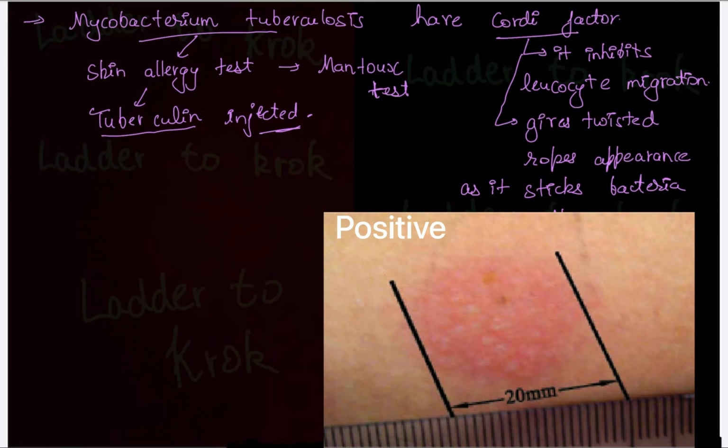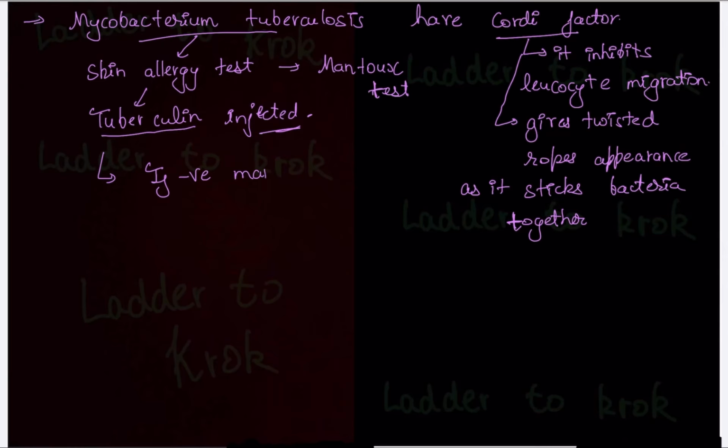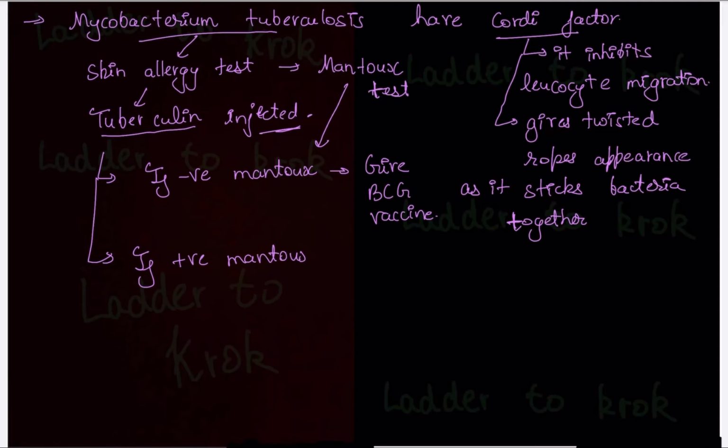If it is a negative Mantoux, which means there is no rash, then we have to give the BCG vaccine to the patient. This Mantoux test or tuberculin test, same thing. And if it is a positive Mantoux, there is a reaction happening against this tuberculin.